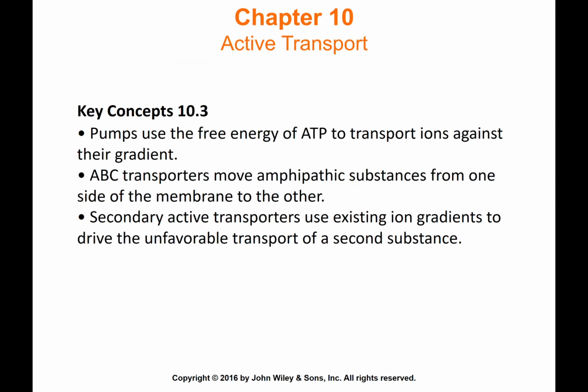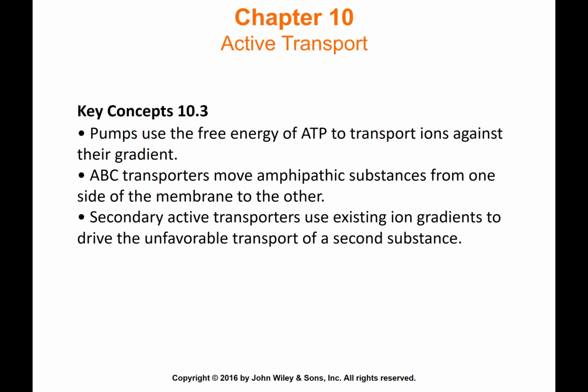All right, so now we're on to active transporters. All right, so active transporters, these are transporters that will use energy of some form to basically induce transport of a molecule against its chemical gradient. All right, so a classic example is the sodium-potassium pump.